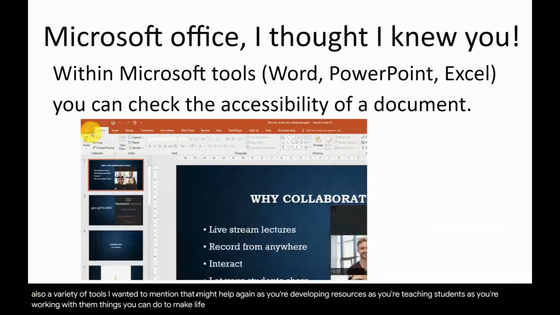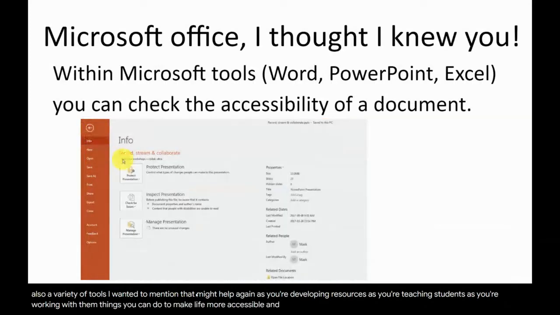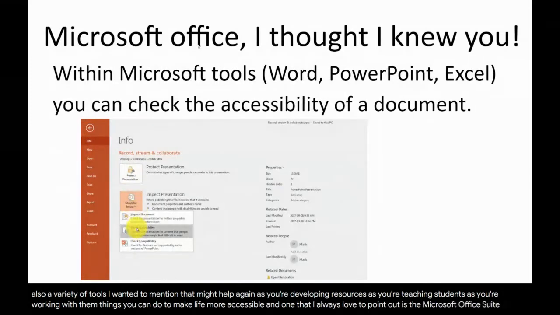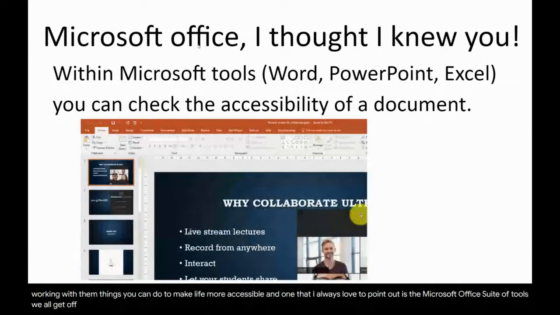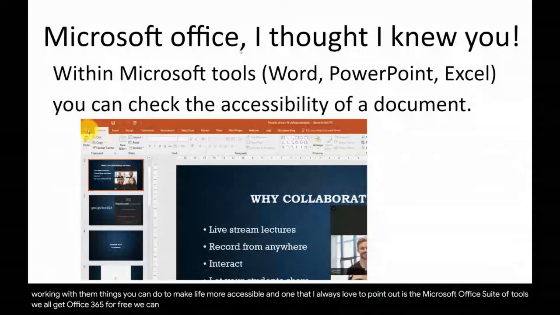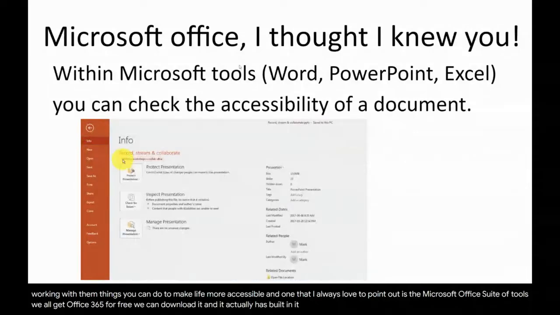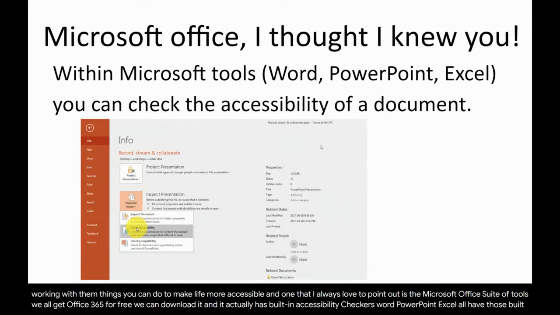There's also a variety of tools that I wanted to mention that might help, again, as you're developing resources, as you're teaching students, as you're working with them, things you can do to make life more accessible. And one that I always love to point out is the Microsoft Office suite of tools. We all get Office 365 for free. We can download it, and it actually has built-in accessibility checkers. Word, PowerPoint, Excel all have those built in.